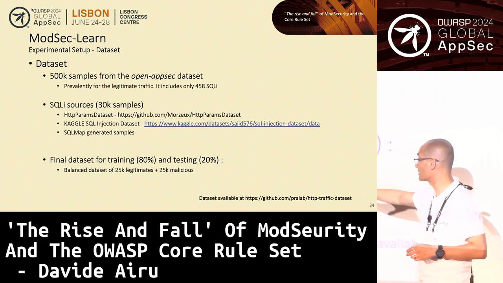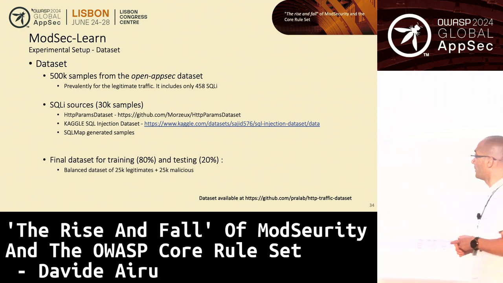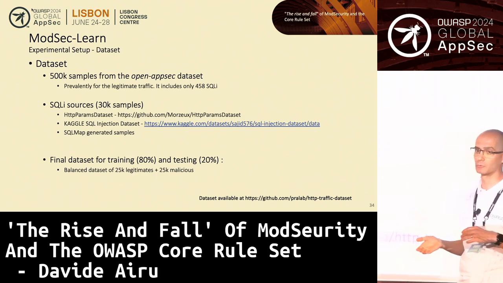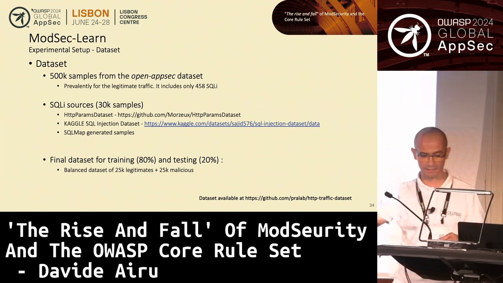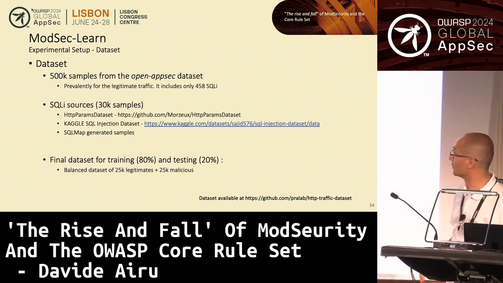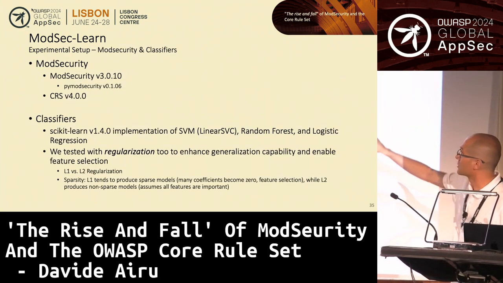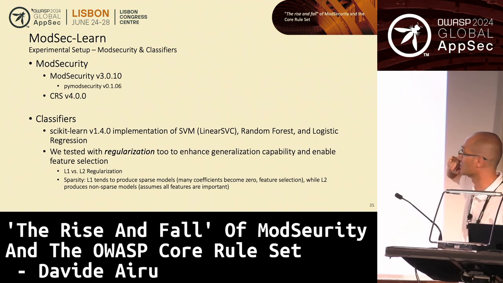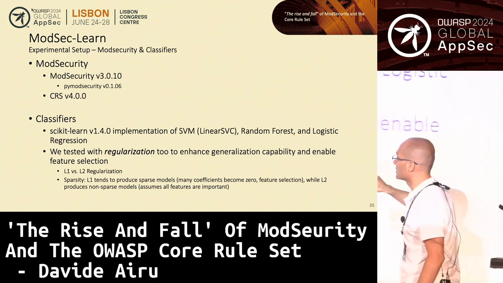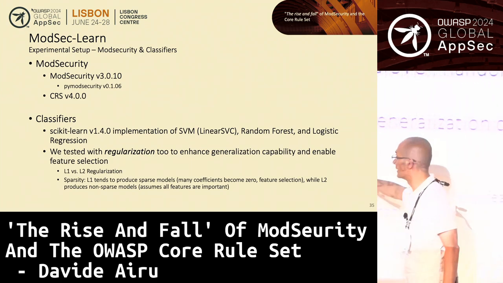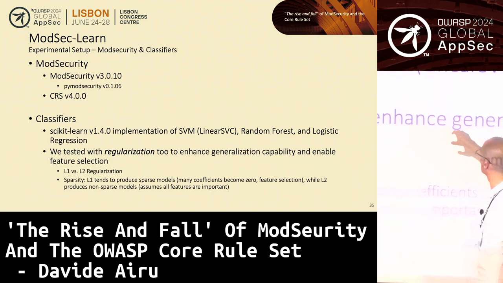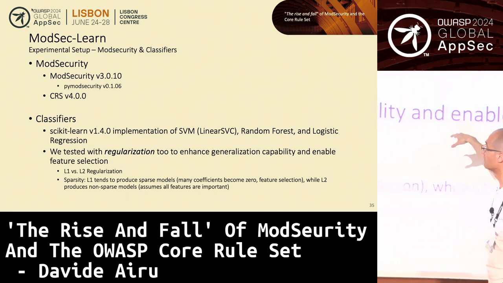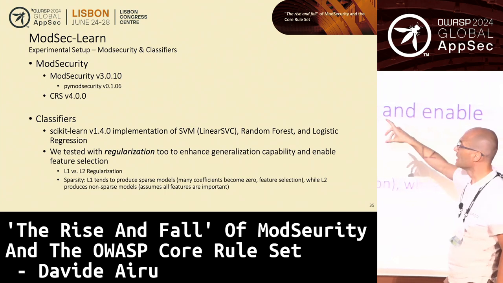So the final dataset that we built is made of 50,000 samples, 25,000 legitimate and 25,000 malicious, 80% for training and 20% for testing. And we did different extractions of the dataset. So here you have the references on the ModSecurity and core rule set versions that we have been using. And one thing that is interesting is that we played with different classifiers, SVM classifier, random forest, and so basically some linear classifier.